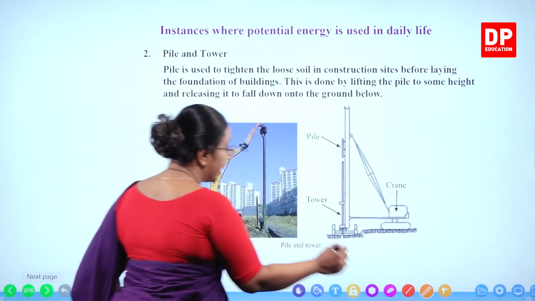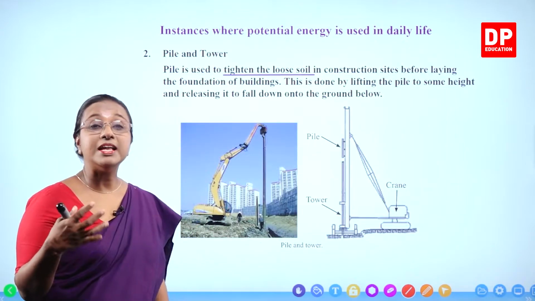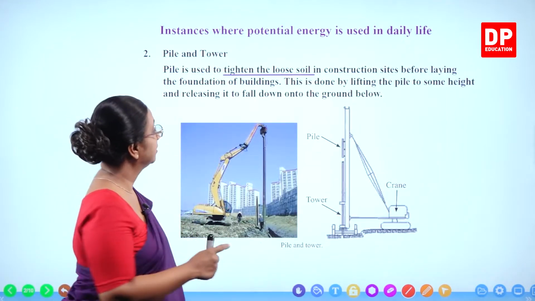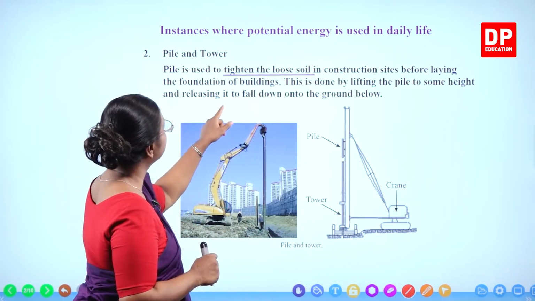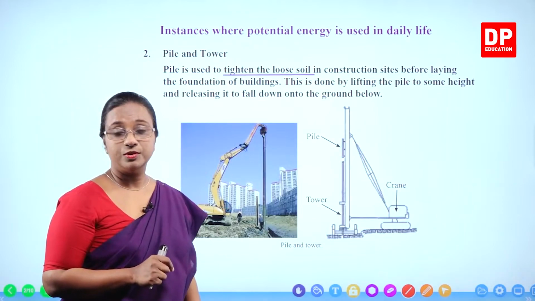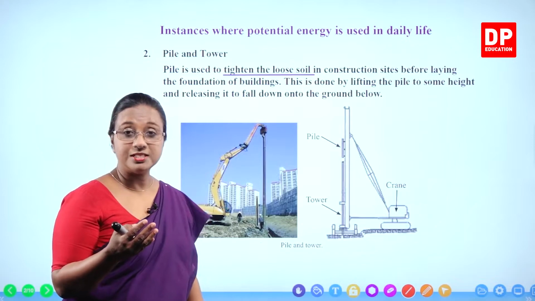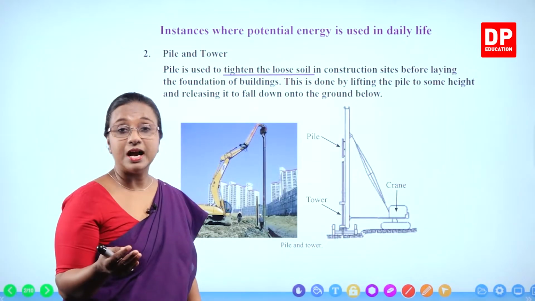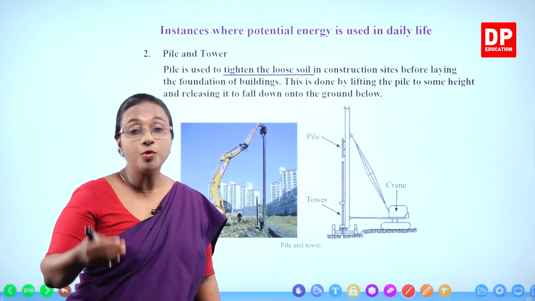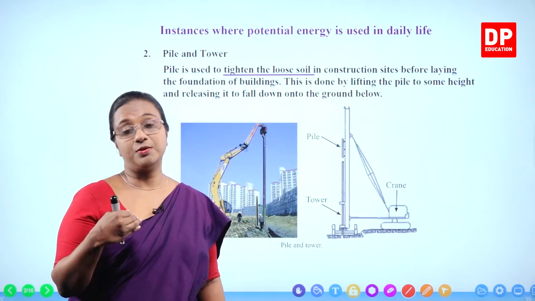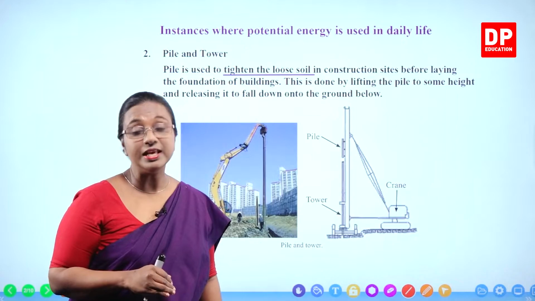So, this is to tighten the loose soil. Like I said, to provide a strong foundation. This is done by lifting the pile to some height and releasing it to fall down to the ground below. When it is raised to a height, it has potential energy, and when it falls down, it becomes kinetic energy. So, the height provides more energy for the pile to come down so that it can go into the soil easily. It can go into the ground easily.